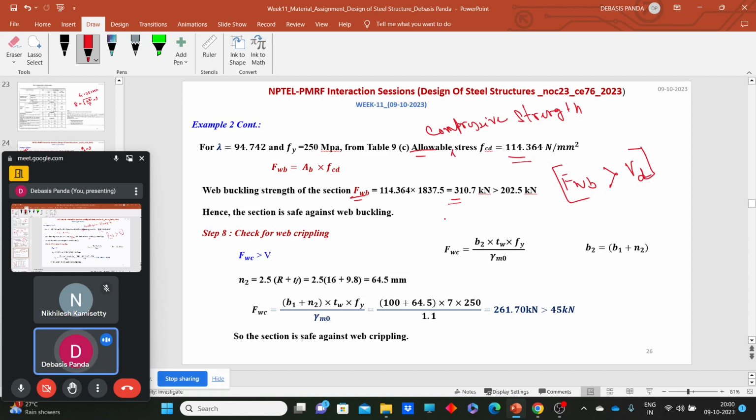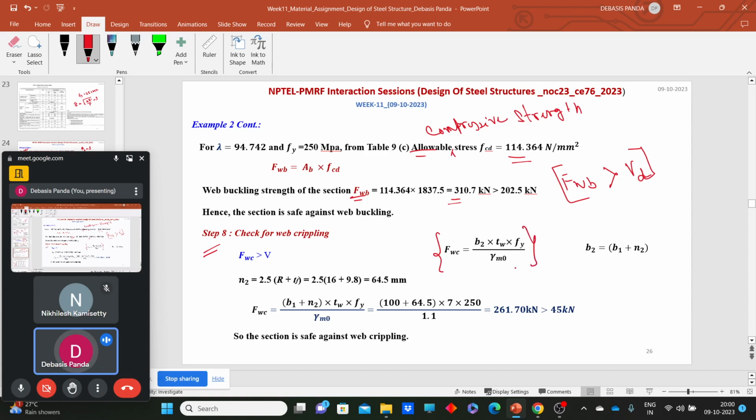So the section ISLB 325 we have selected for our design passes the deflection check, the shear check, the bending moment capacity check, and the web buckling check. Now we need to calculate one more thing, that is the check for web crippling. The web crippling strength can be calculated using this formula.